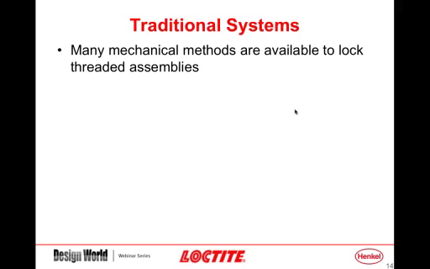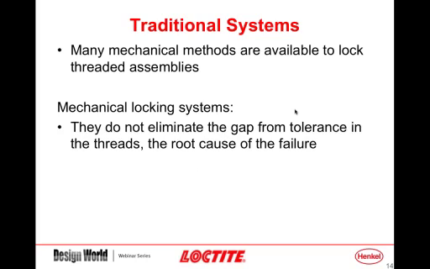So let's go to how do we typically prevent loosening then? The traditional method, and there are many, many out there in the marketplace, is a mechanical approach. And one thing that's pretty typical with a mechanical approach is that they rely on creating additional friction to prevent loosening. And I'm going to show a couple of examples shortly of the different types of standard mechanical devices that are used to prevent loosening.